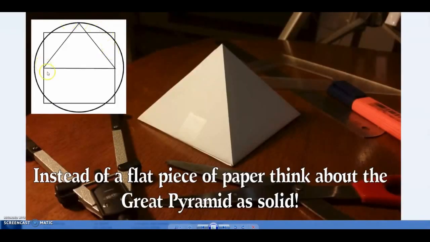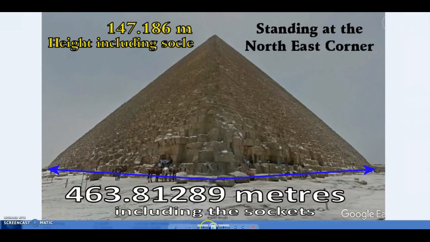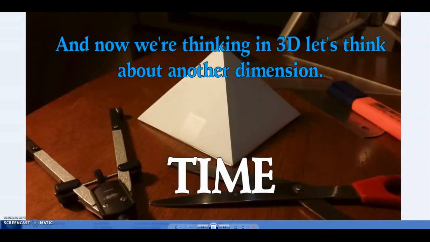So instead of a flat piece of paper, let's think about the pyramid as a solid. And also, very important, because this will bring us to some very beautiful information in regards to ancient Egyptian knowledge, the Great Pyramid and measure systems. We need to include not only three-dimensional thinking, we need to think about another dimension, and that is the dimension of time.